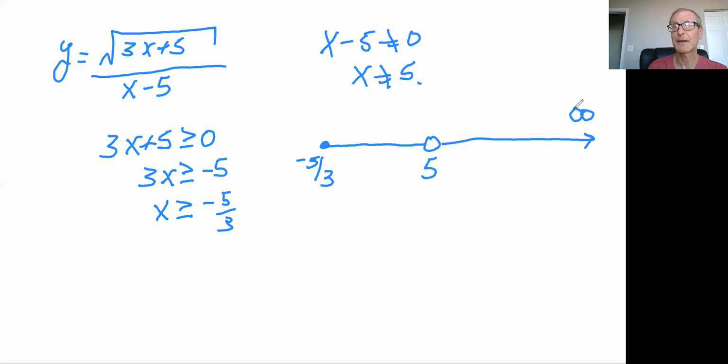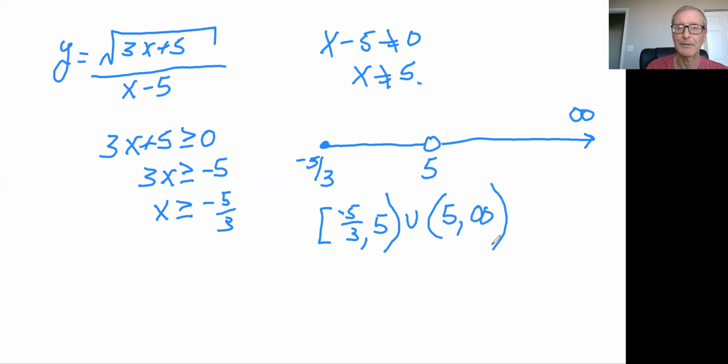So how do we indicate this in the interval format? Well, this endpoint's included, so it's minus 5 over 3. But then we have a break at 5, and that would be a parentheses. And then union, or start again at 5, but not included. And then we go all the way to infinity.